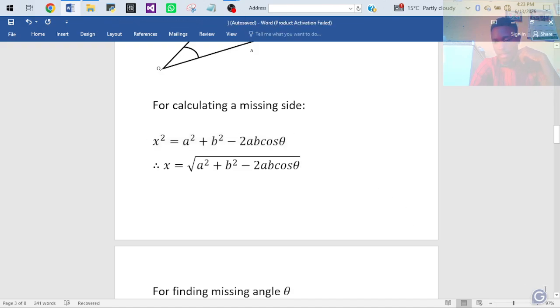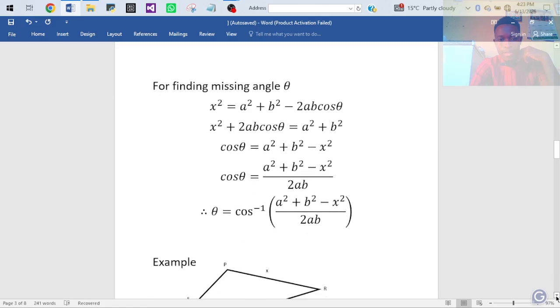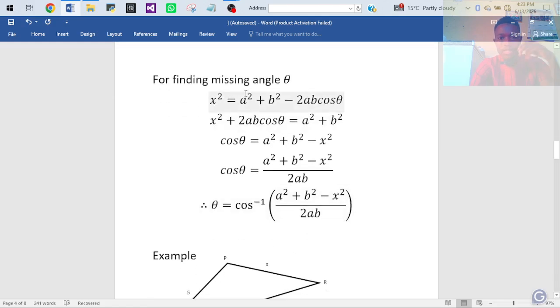I've done that here. So this is just to remain with cos theta and theta. So this one will just come here. When it moves across the equal sign, it becomes positive. So this one again will go. So it becomes cos theta equals a squared plus b squared minus x squared. Then we divide by 2ab. Then we remain with this one. So cos theta equals a squared plus b squared minus x squared all over 2ab.